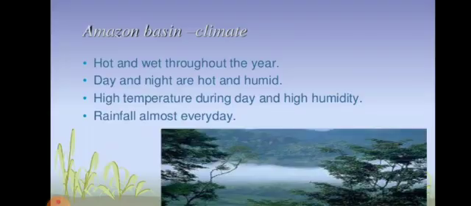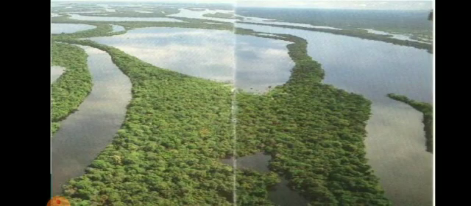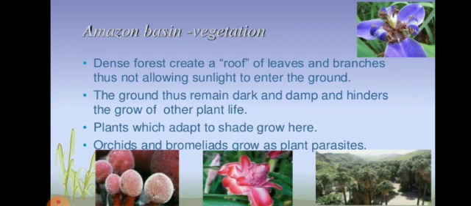If we talk about the climate of this region, it has a hot and wet climate throughout the year. Both day and night are almost equally hot and humid. Weather is very sticky. It rains almost every day in this region. At night, the temperature goes down, but the humidity remains high. This is the Amazon River and its basin. You can see it's full of water only.